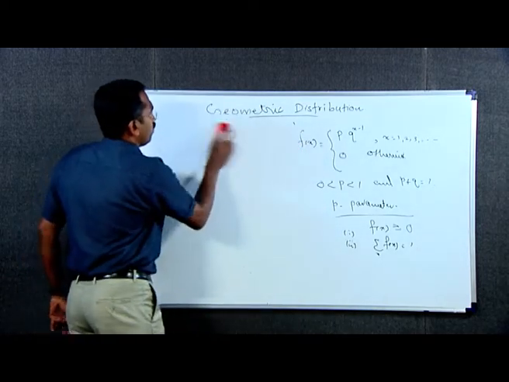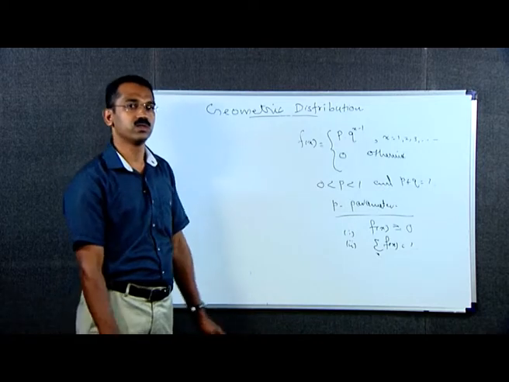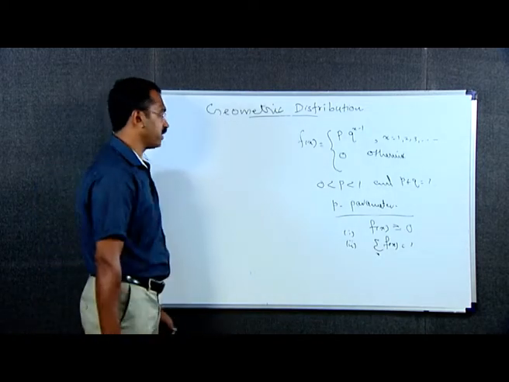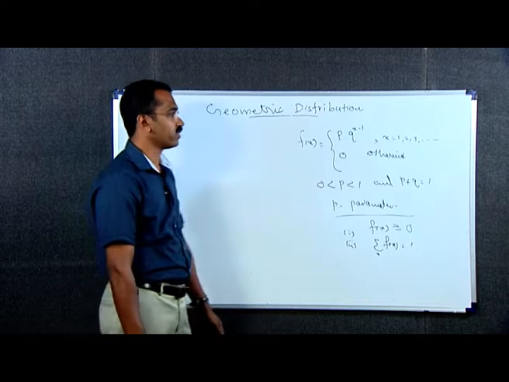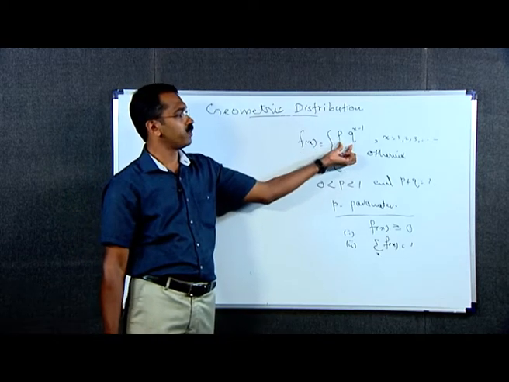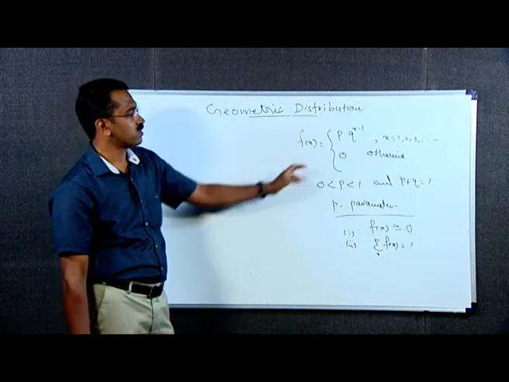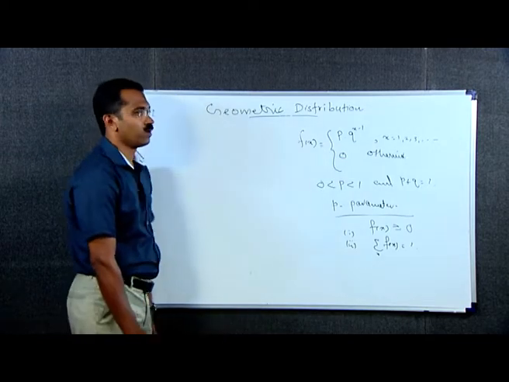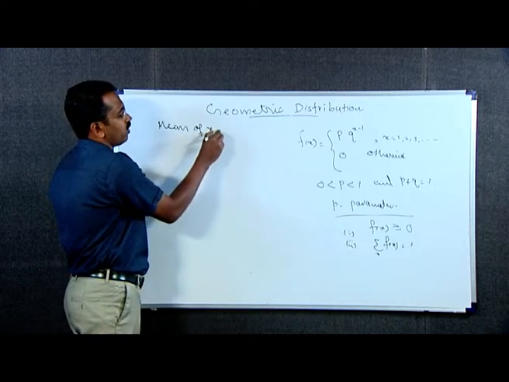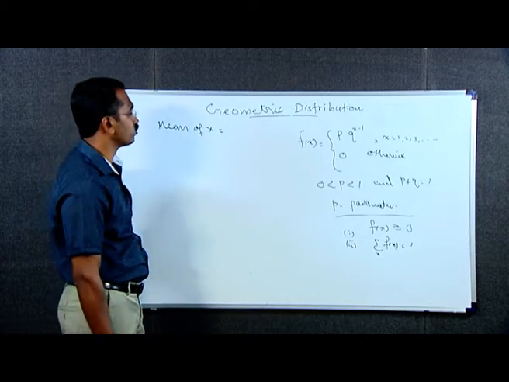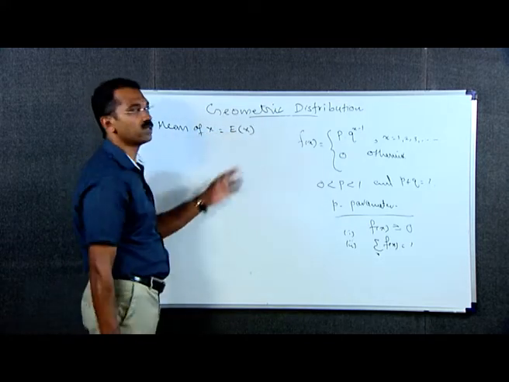Now, we have to find the arithmetic mean of the geometric distribution. Consider a random variable having the geometric distribution with parameter p, then f of x is equal to p into q raised to x minus 1, where x varies from 1 to infinity and 0 otherwise. Now, the arithmetic mean, simply the mean of the random variable x, is by definition, in terms of expectation, E of x.